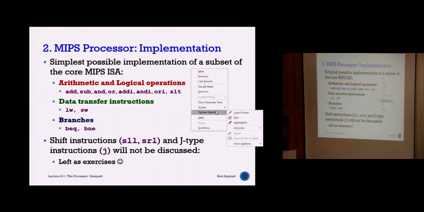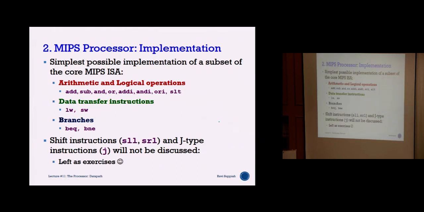Let's look at the subset of instructions that we're going to cover. In this set of slides, we are only looking at 3 types of instructions. One is arithmetic and logical; both arithmetic and logical operations have the same flow. Data transfer is a different flow, and branch is a different flow. So we're going to look at 3 different flows. When I say flow, I mean how these 3 types of instructions will be executed by the processor as it goes along. Shift and jump are not discussed, but you can think about them.